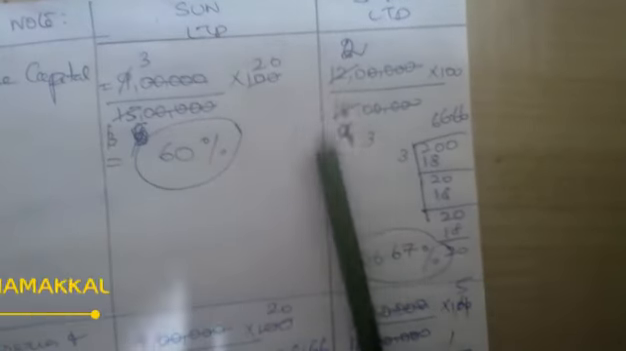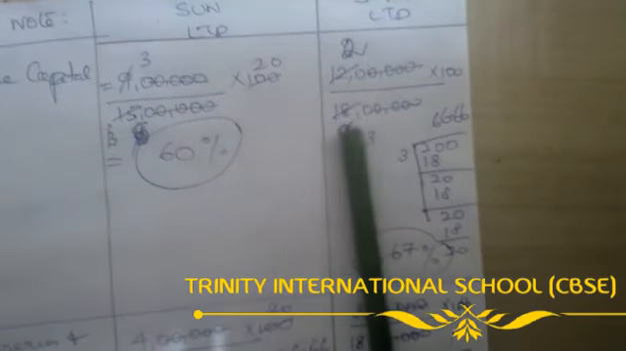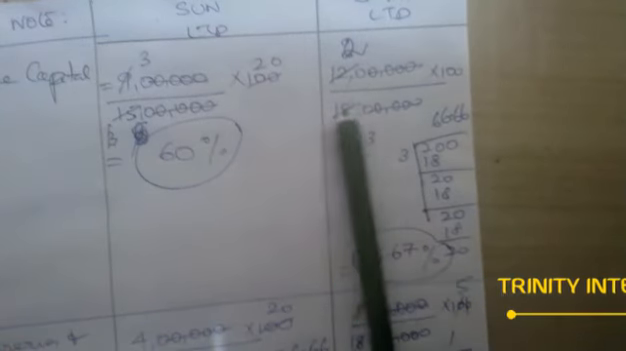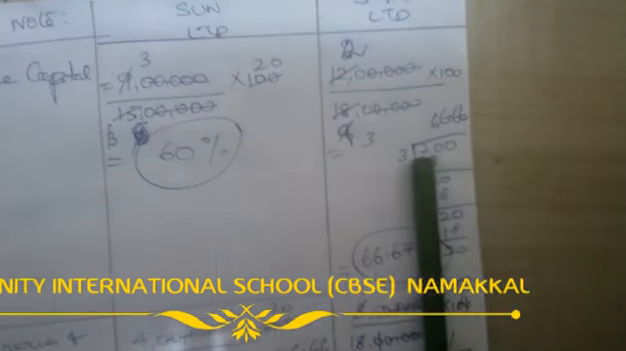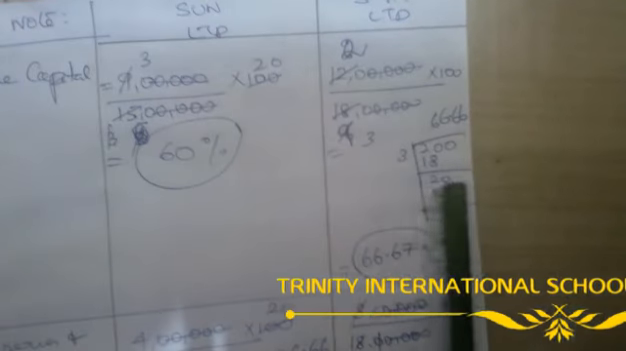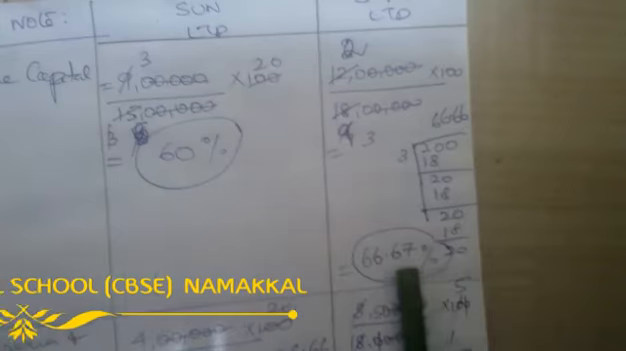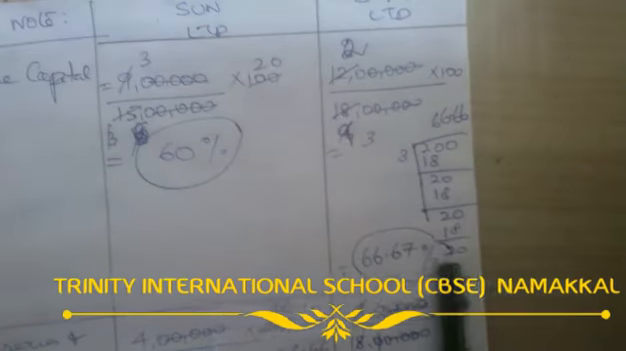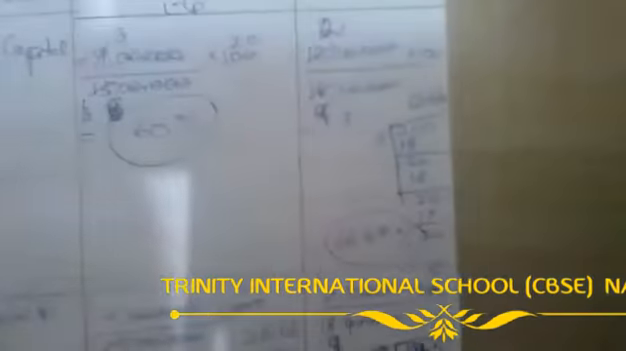Then I make it 3 6s are 18, 2 6s are 12. Okay, so similarly 200 divided by 3, simplification, 6 3s are 18, the balance is 0, again 6 3s are 18, balance 0. So likewise 66.67% I have done. Okay, so once we finish this, I have to work out here 60% and 66.67. Similarly, we have to go to our second working, reserves and surplus.